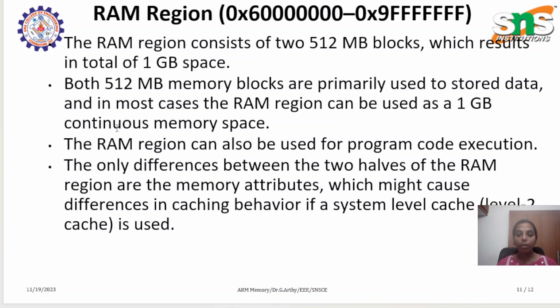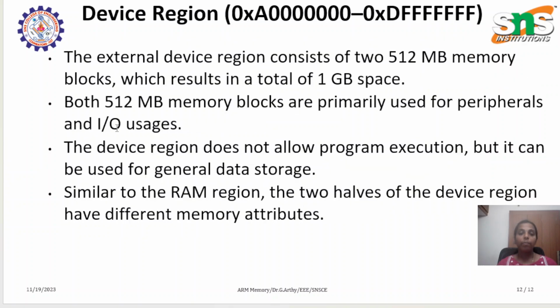Then we have the RAM region. It is again 512 MB, and it has two sets of RAM region, each 512 MB, so totally 1 GB of space. Both 512 MB memory blocks are primarily used to store data, and in almost all cases, the RAM region can be used as 1 GB of continuous memory space. It can also be used to store program code.